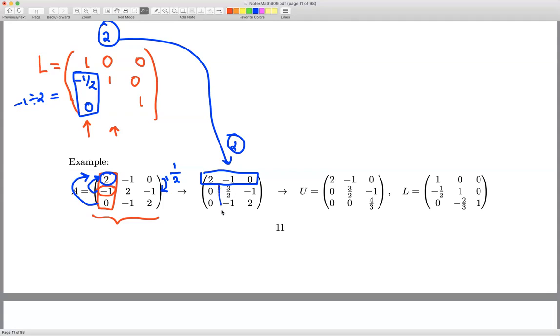And what we do, we look at this second column and we divide by the pivot element all the elements below the pivot element. So here we have only one, so we have minus 1 divided by 3/2, which will give me 2/3 with a negative sign. So I end up with minus 2 over 3. And this is exactly what the matrix L is. I am done now with the matrix L.